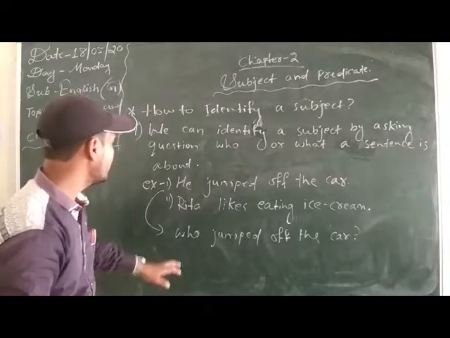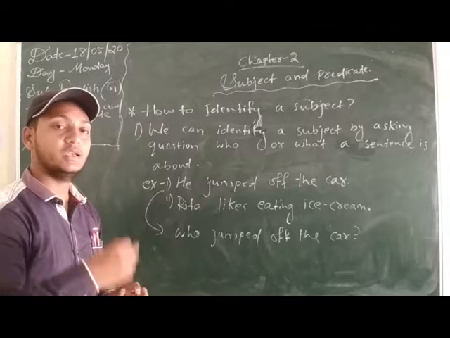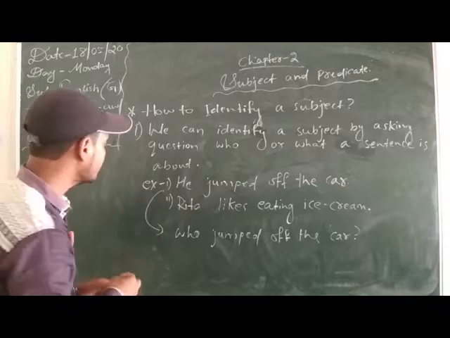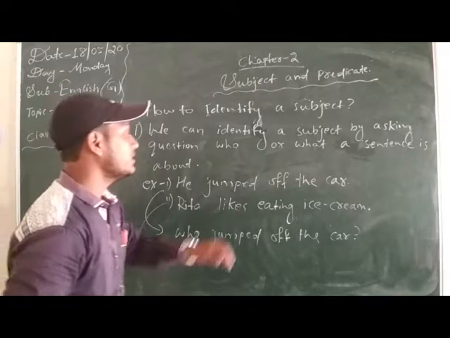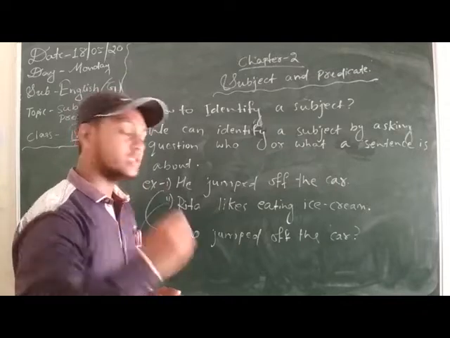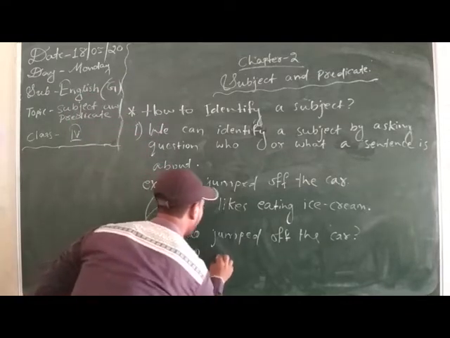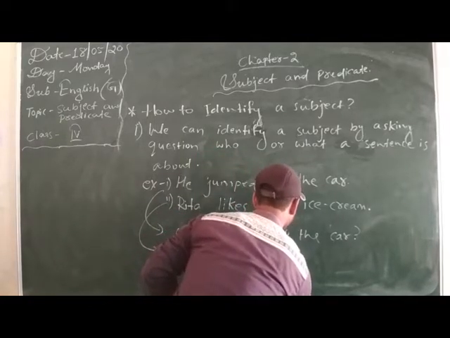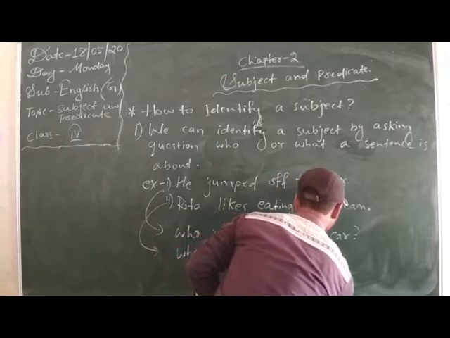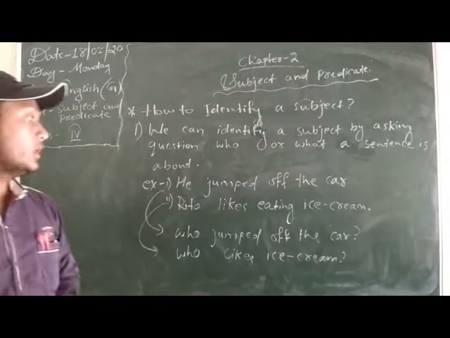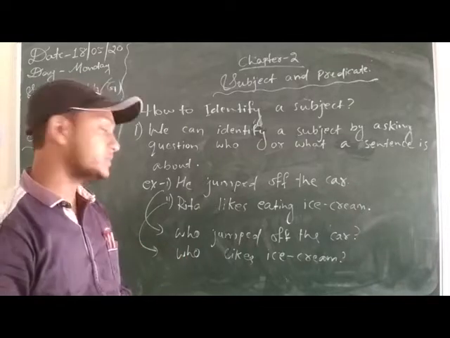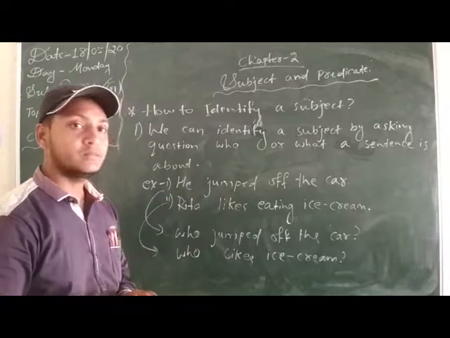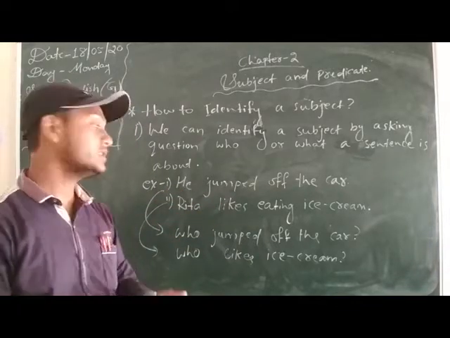The answer could be, he jumped off the car. He is the person, someone who is there. Second, Rita likes eating ice cream. We can question it: who likes ice cream? In this way we can ask a question and get the subject. In the first sentence, he jumped off the car, here we don't know which is the subject.